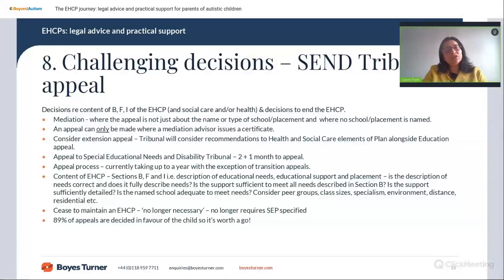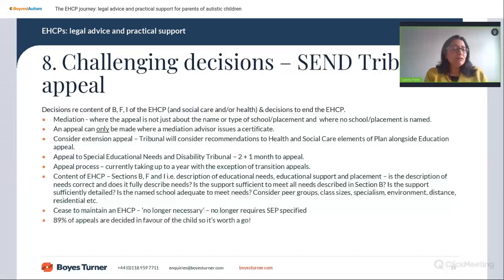So if parents want to challenge a decision, it could be a refusal to issue a plan, it could be a refusal to agree an EHC needs assessment, or it could actually be against the content of the EHCP. First thing that parents need to do is consider mediation for the majority of appeals. An appeal can only be made where there is a mediation advisor who issues a certificate. You need to have that certificate when you're appealing.